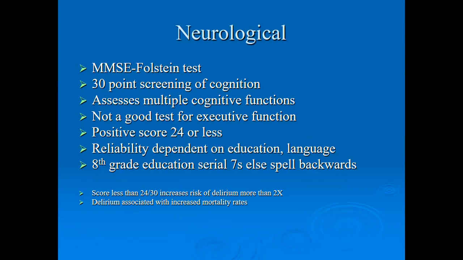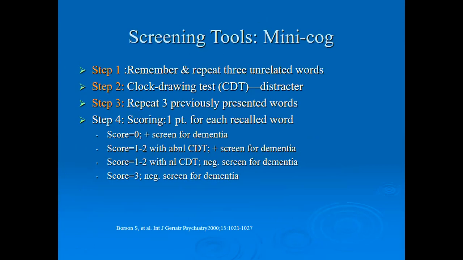Neurological assessment is through the MMSE. We are not going to discuss the MMSE. What we are concerned about here is the Mini-Cog. How are we going to perform a Mini-Cog? We are assessing the neurological components. It is just a 4-step procedure.